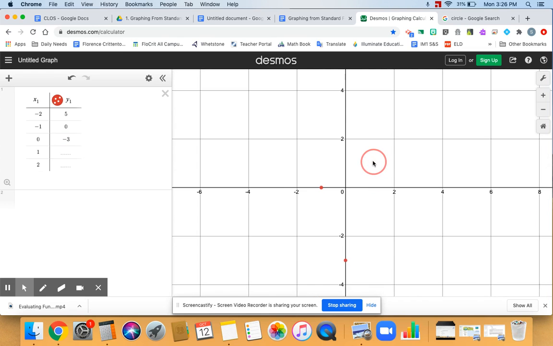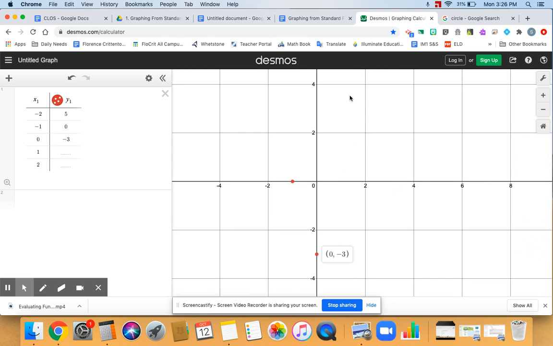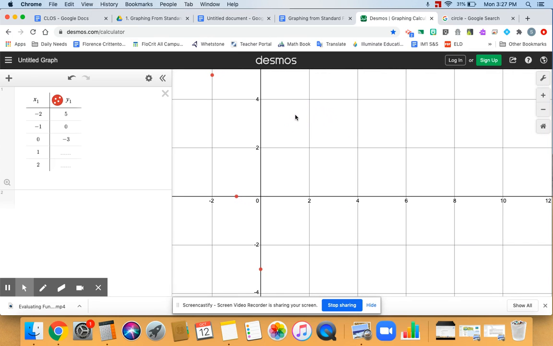I zoom out a little bit. Here's 0, -3. And then it was 1 with -4. So there's that one. And then here's 2 with -3, and so then here's this one. So if you think about connecting those dots, right here's the vertex. See where it U's out?